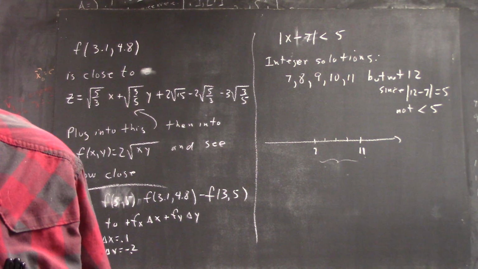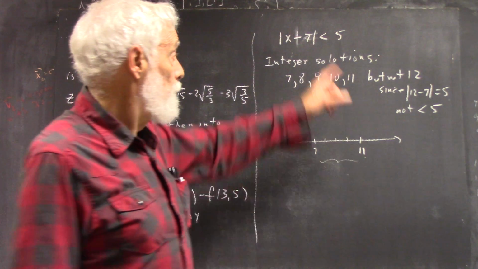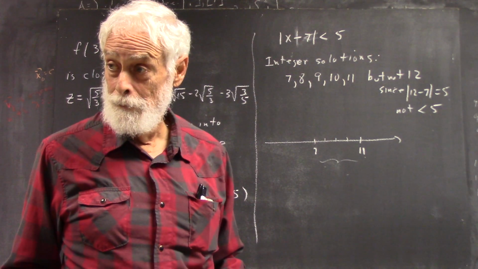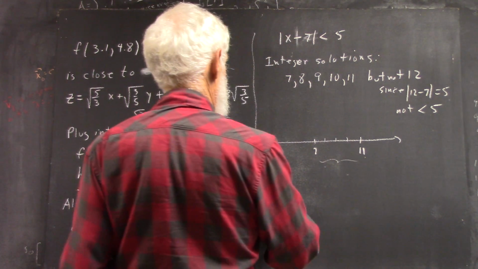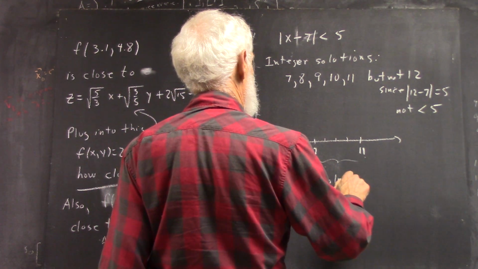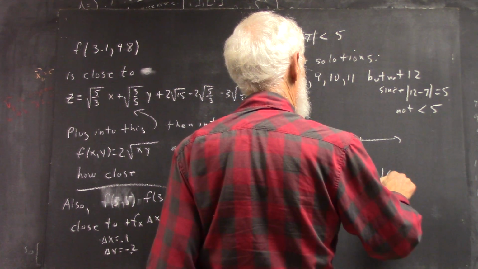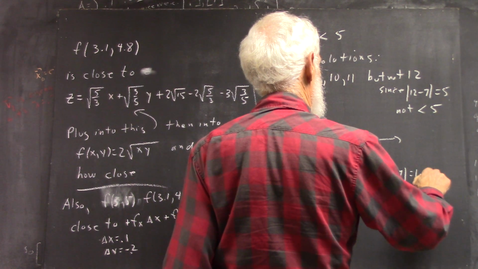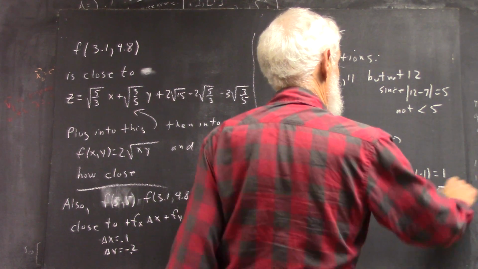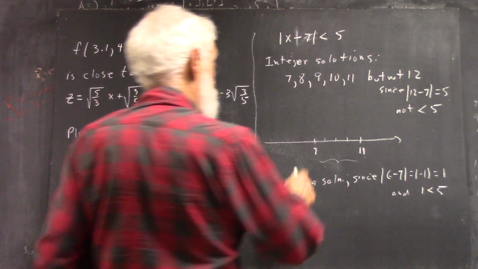Could you do like 6 and 5 and do negative numbers? Yeah, well, 6 is a solution, isn't it? Somebody tell me what 6 minus 7 is. Negative 1. What's the absolute value of negative 1? 1. Okay? So I'll say 6 is also a solution, since the absolute value of 6 minus 7 is the absolute value of negative 1, which is 1, and 1 is less than 5, isn't it? So we can now include 6.